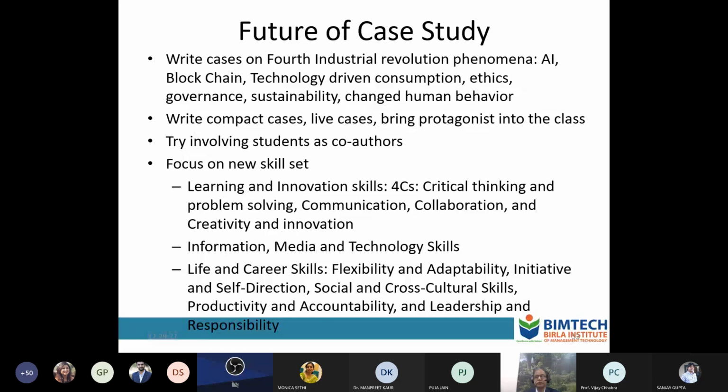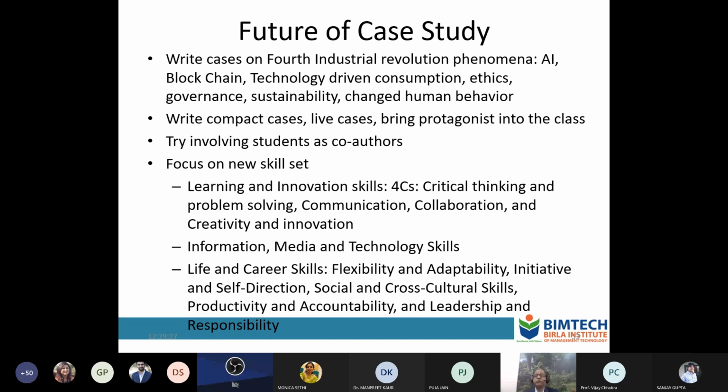These are three different skills. And they must know how to be resilient when they face adversity in life. That is life and career skills. Flexibility, adaptability, self-direction, cross-cultural skills, accountability, leadership, all these things. So you are required to write cases on an expanded set of skills.